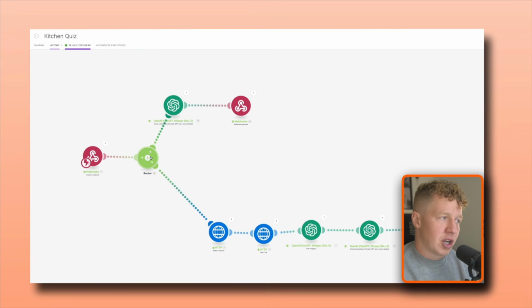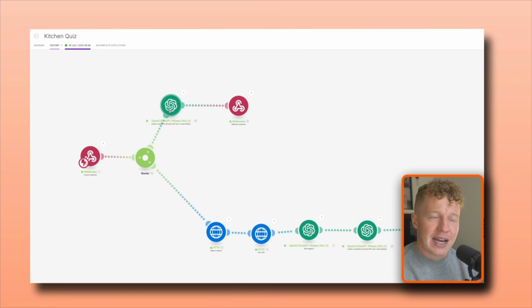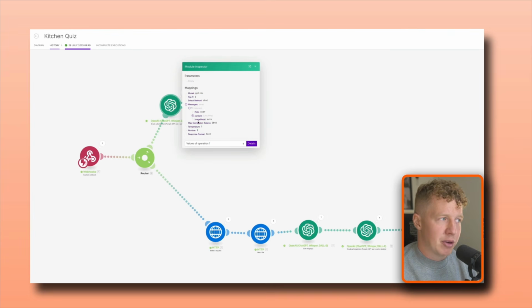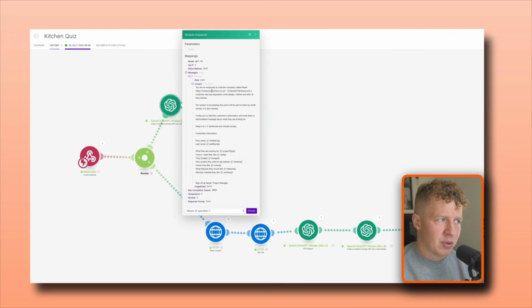First order is to go to OpenAI, which is going to create a chat completion prompt. Now this OpenAI prompt is very, very simple. All we're using is ChatGPT 4.0, and we're providing it a message, which you can see here. This is the inputs. We've asked that you are an employee at a kitchen company called, and we've given it the kitchen name. Customer has requested a free design before and after of the kitchen. Our system is processing this, and it will be sent to them by email shortly in a few minutes. I'd like you to take the customer's information and write them a personalized message about what they are looking for. Keep it to 1 to 2 sentences, including emojis, and the customer's information, all their styling has been put in here, and I want you to sign it off as project manager.